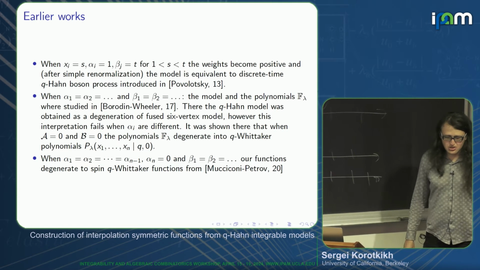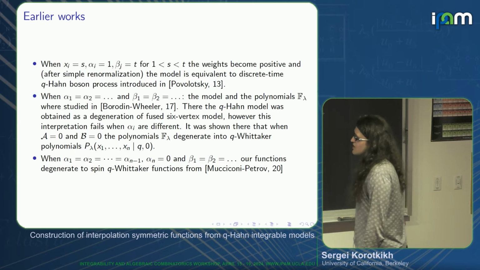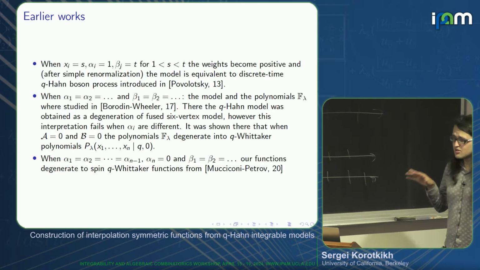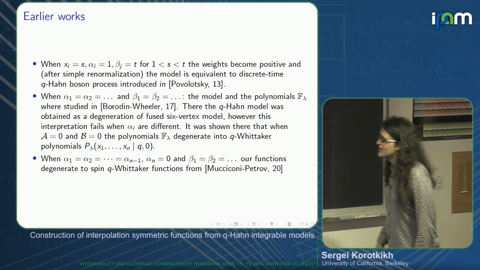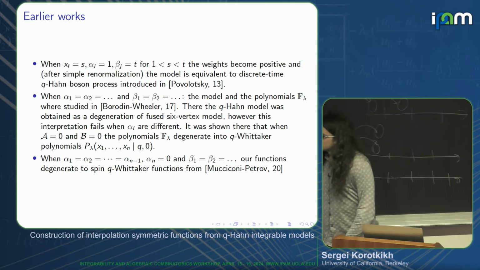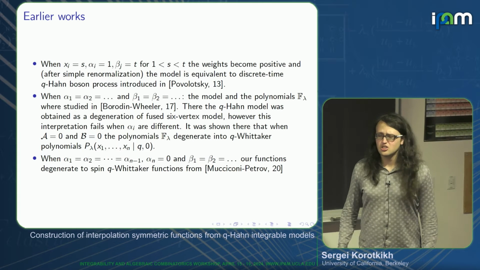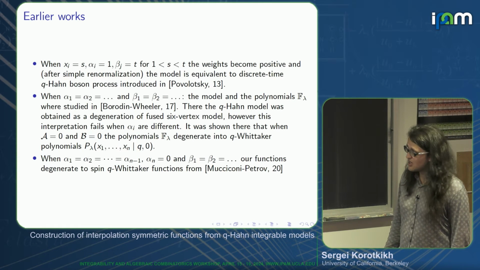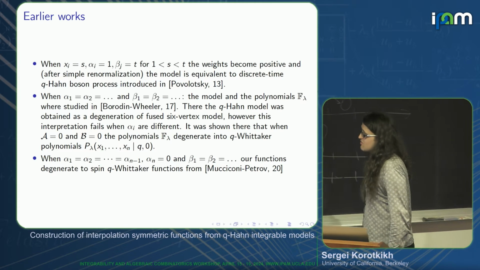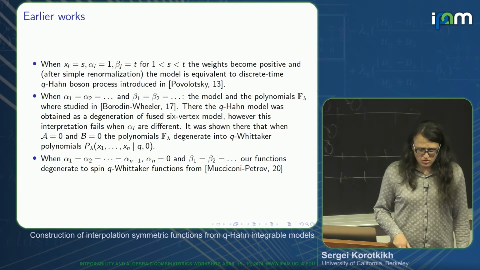So this model is just a generalization of all these q-Hahn, TASEP, and q-Hahn boson models. Then, when instead of saying that all parameters are equal, we only say that alpha and beta parameters are equal between each other, this model was studied earlier by Borodin and Wheeler, and they looked at this model to define a certain spin generalization of q-Whittaker functions. For this reason, these resulting functions of lambda are called spin q-Whittaker functions. And they studied this model when all these parameters alpha and beta are equal to each other.